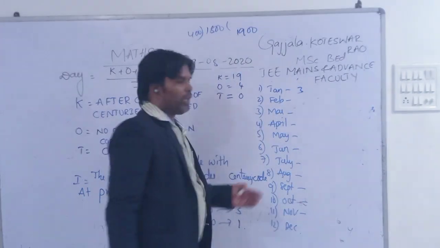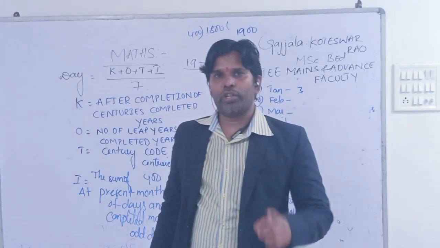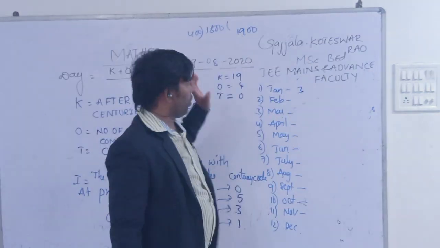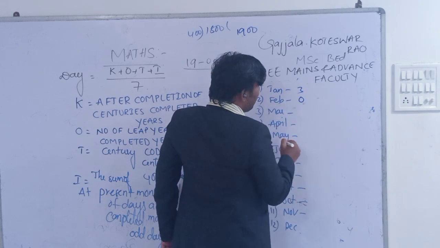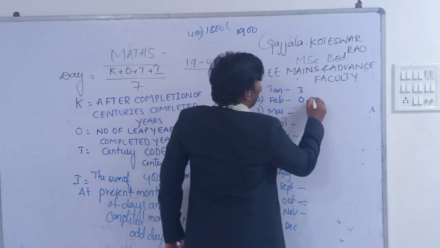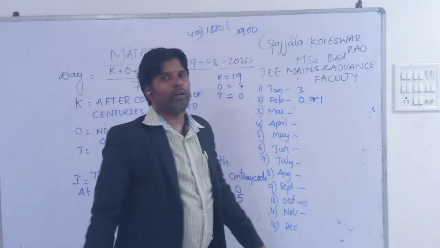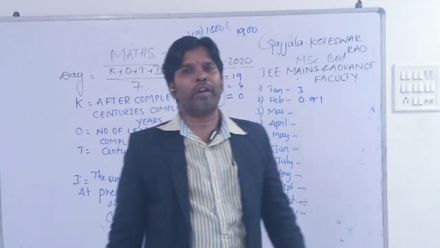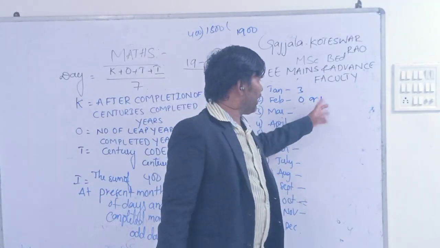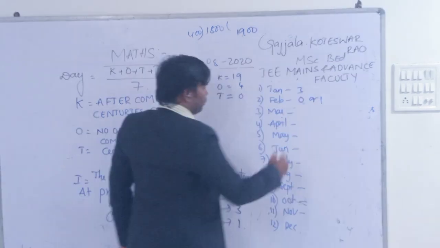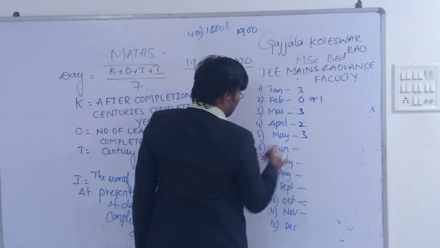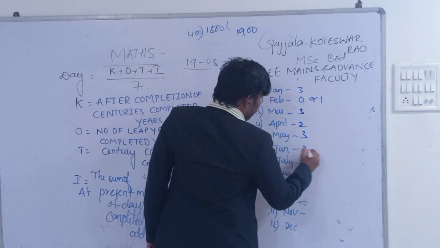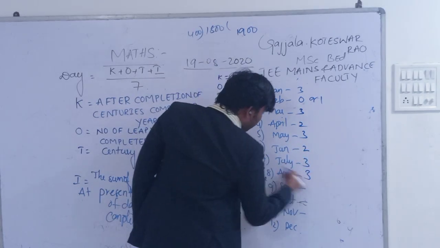February has 28 or 29 days. Just consider whether it is a leap year or not. In a general year, the remainder will be 0, so the number of odd days is 0. And in a leap year, February has 29 days, so the remainder is 1. March again is 3. April 2, May 3, June 2, July 3. August is also 3.